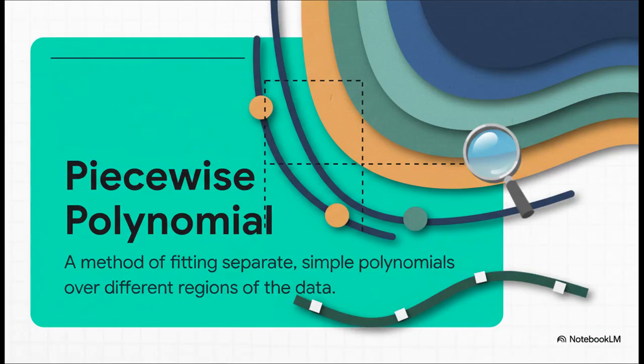So how do we translate that elegant wooden strip into cold, hard math? Well, with this idea, the piecewise polynomial. Instead of trying to fit one super complex polynomial across all the data at once, we're going to fit several much simpler, low-degree polynomials over different sections or pieces of the data.